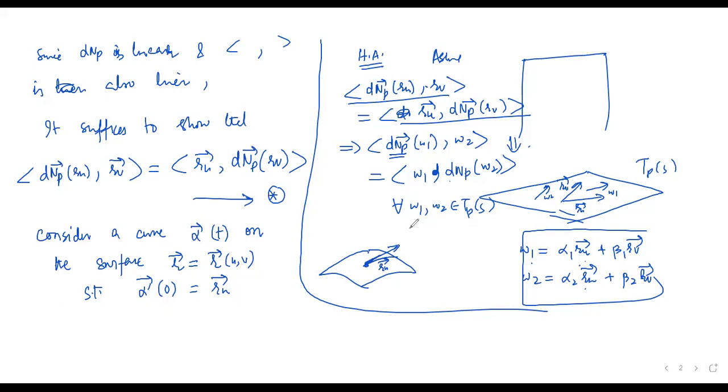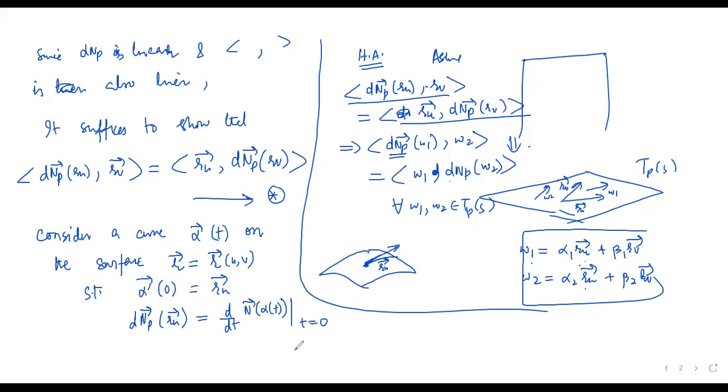So if I take such a curve, then dnp at ru would be equal to d by dt of n at alpha t evaluated at t equal to 0, because alpha t at 0 is equal to ru.